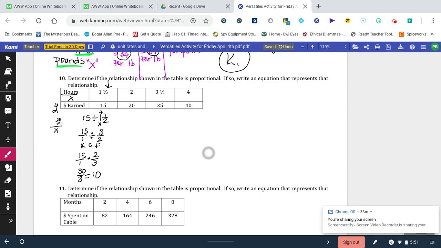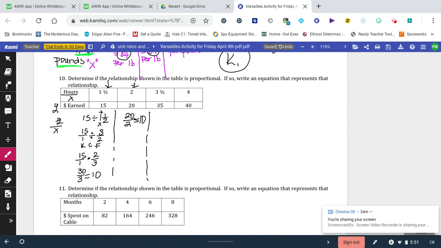All right, let's work on this one. 20 divided by 2. They're not fractions, so I'm going to use the division bar. 20 divided by 2 is 10. So right now they're proportional because I got 10 and 10. Let's just see if we keep getting 10.